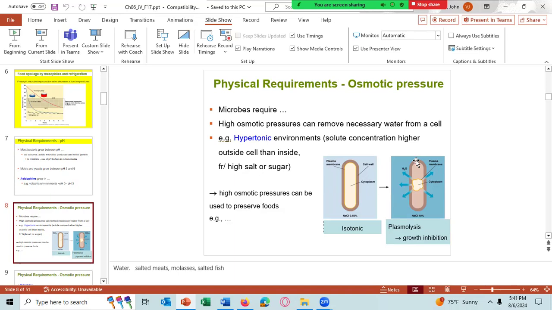So when Staphylococcus aureus does fall in the bottle of molasses, it can survive for a while, but eventually it will die. And that's why the bottle of molasses can stay in your cupboard at room temperature for over a year and it's still good.